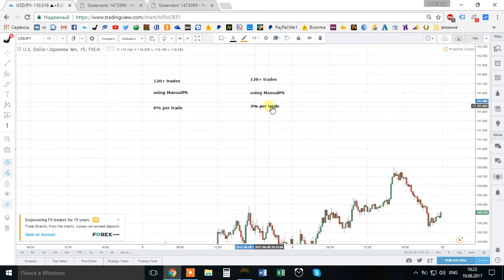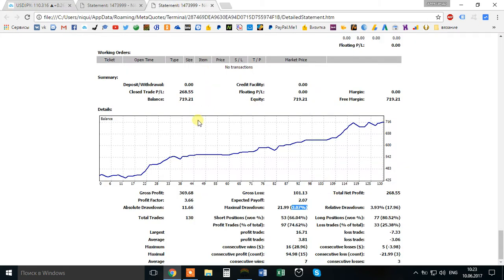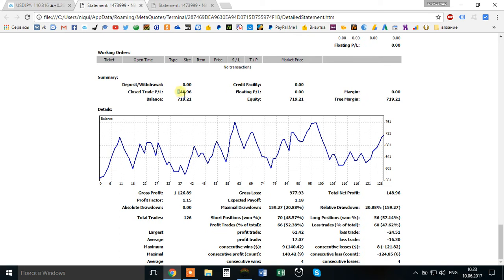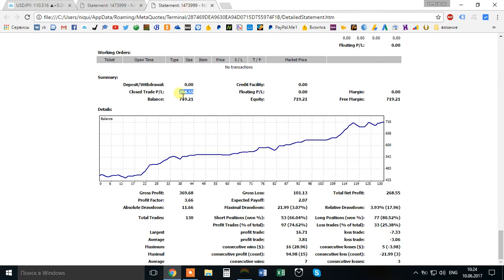Risking less, but because feeling relaxed, feeling comfortable, and feeling at ease with the trading risk, accepting that risk, it led to these results. Okay, so total generated 268, more than generated risking more. When risking 6%, I generated 148. When risking 3%, I generated 268. This is pure psychology.